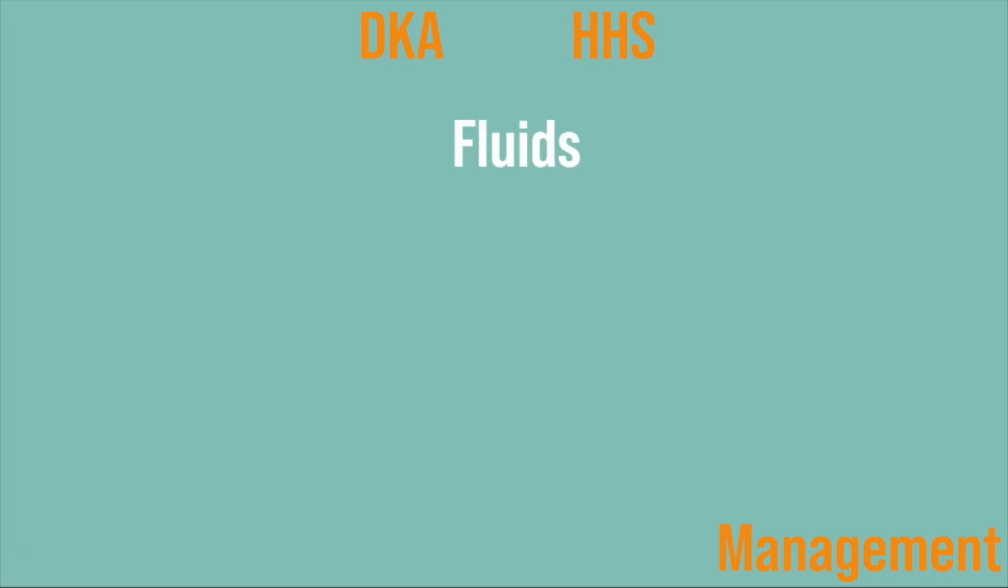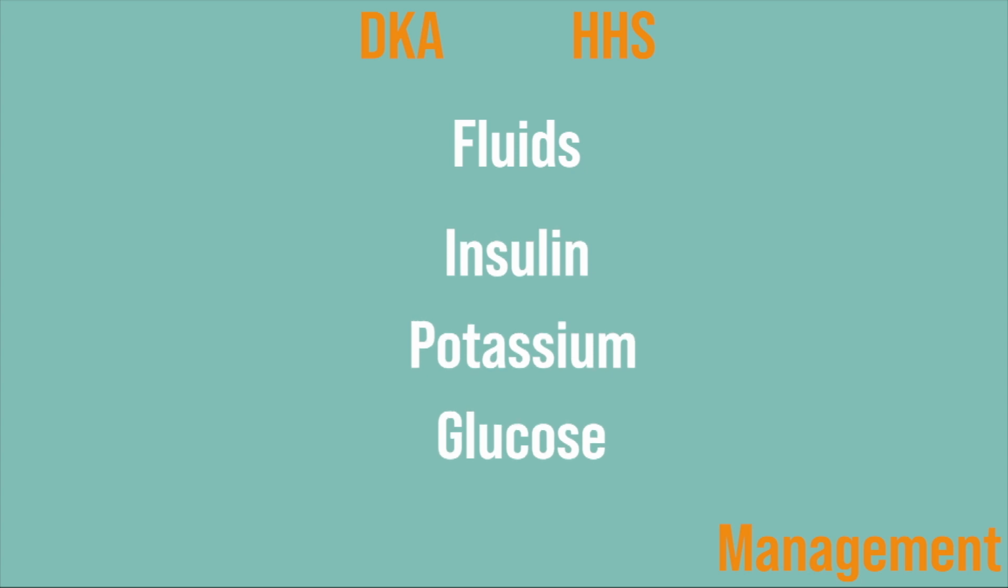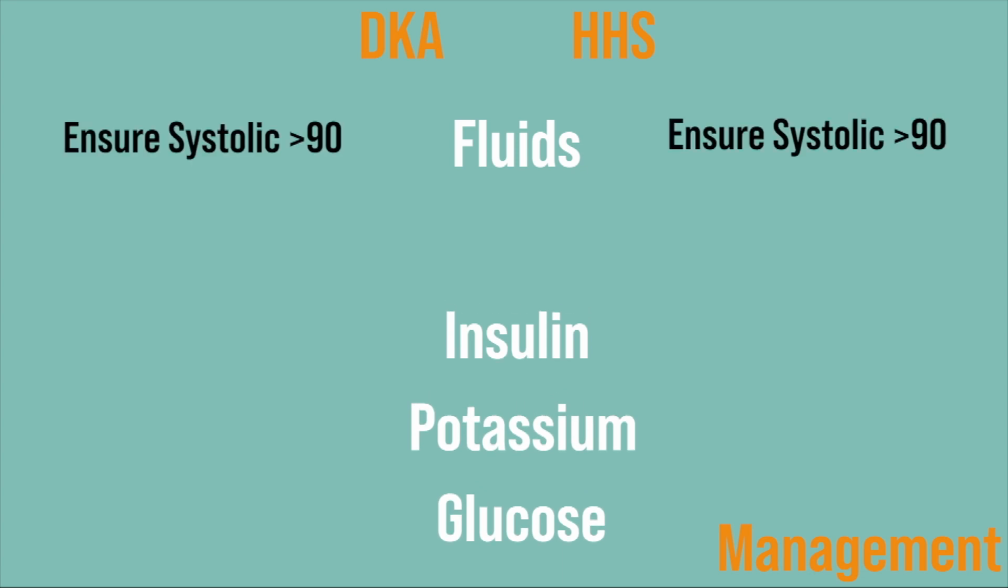Let's move on to the management of both of these conditions. When thinking about the management of DKA and HHS, you need to remember 4 parameters: fluid, insulin, potassium, and glucose. The first thing you need to do in both of these conditions is to make sure that their dehydration isn't so severe that the systolic blood pressure is below 90. If so, you will need to give them resuscitation fluids, such as 500 milliliters of normal saline over 10 to 15 minutes, making sure that they have enough circulatory volume going around their body.